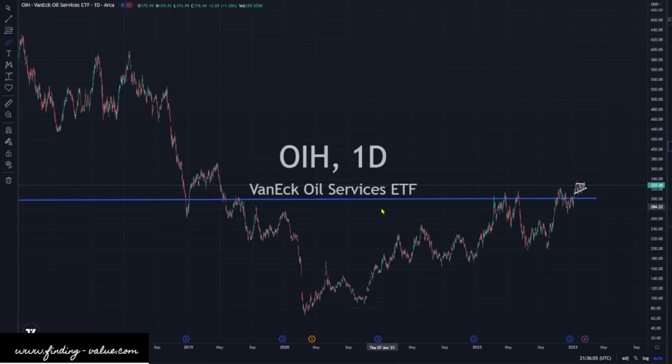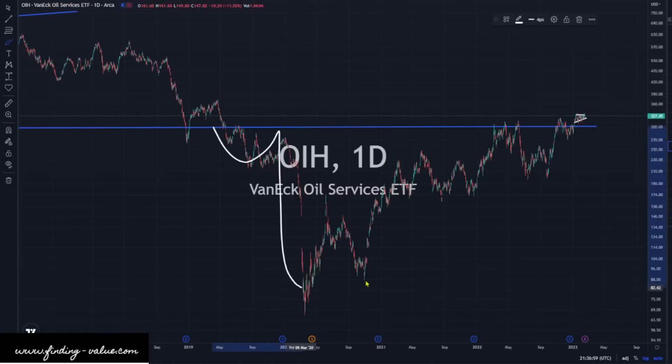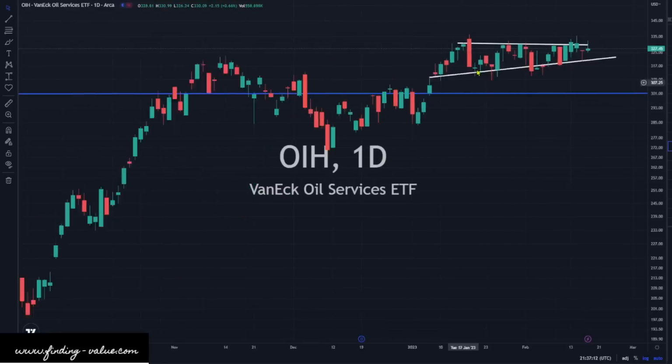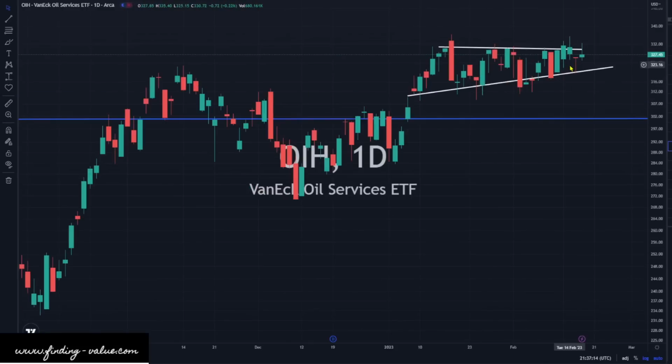OIH, another one that looks really bullish to me. You put on a logarithmic scale. This is an inverted head and shoulders pattern. It's a massive one. And the size of the head is the size of what could potentially be the upside move, which is just massive in this. We zoom in on OIH, and we're still in this kind of congestion period in the short term. We have not broken out of it yet.